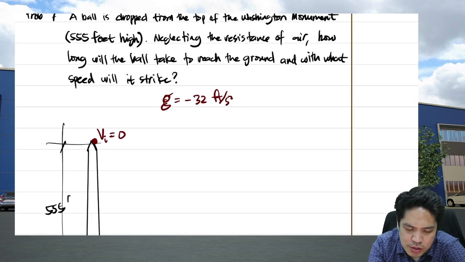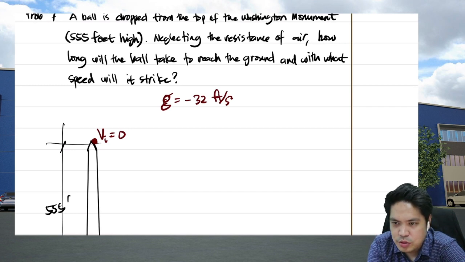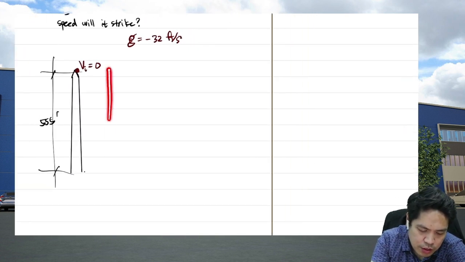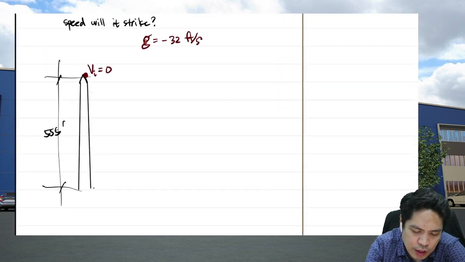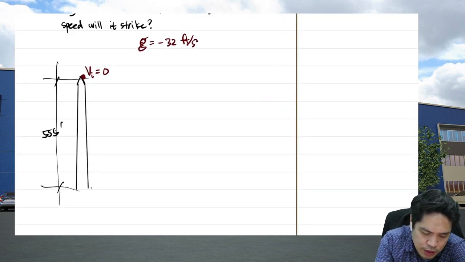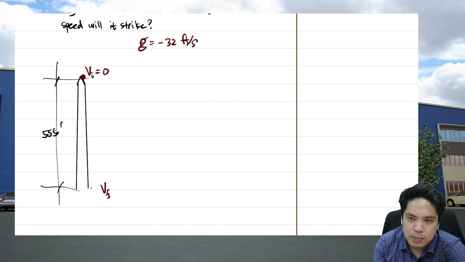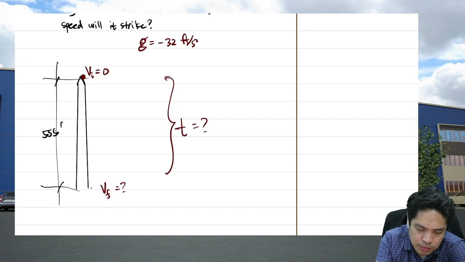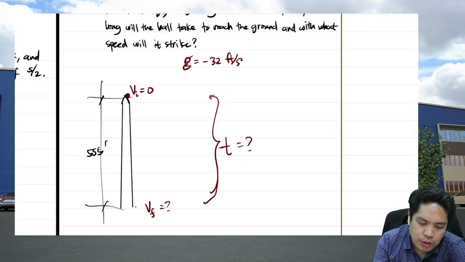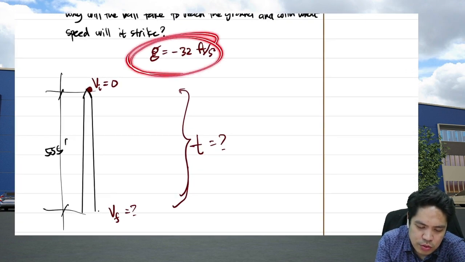Okay, neglecting the resistance of air, how long will the ball take to reach the ground? So we are looking for the time it will reach the ground. So from here to here, ilang seconds ba siya? Ayan. And with what velocity? So what would be the final velocity at that point? So yung hinahanap natin. Then also the time to reach this point. Okay, then we'll start with this condition.